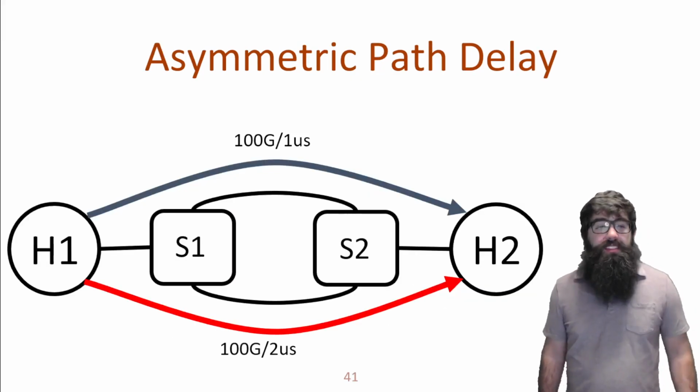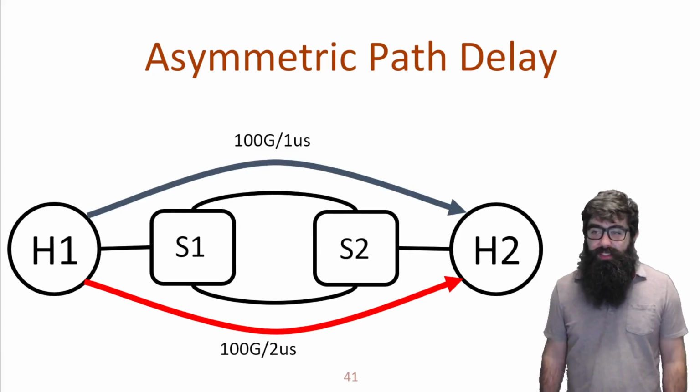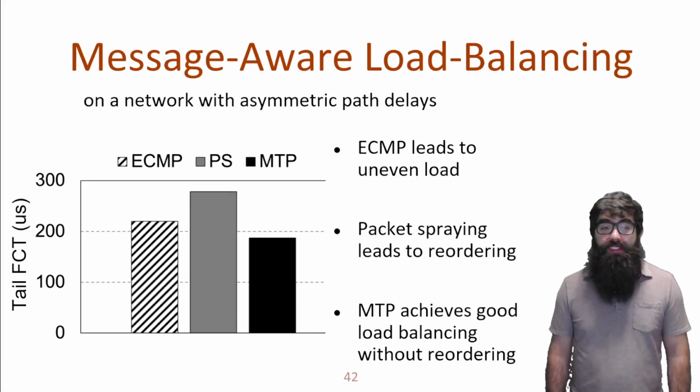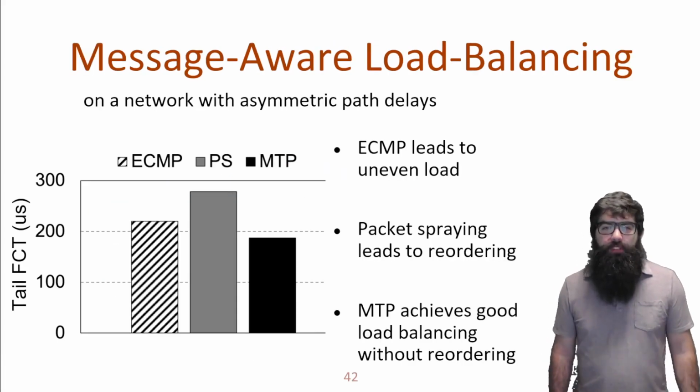Next, we consider a scenario where there are asymmetric path delays between the two different paths between a source and destination. We considered three different approaches to in-network load balancing. The first approach is ECMP. Although this avoids reordering, it also leads to uneven load in the network, which leads to increases in tail flow completion times.